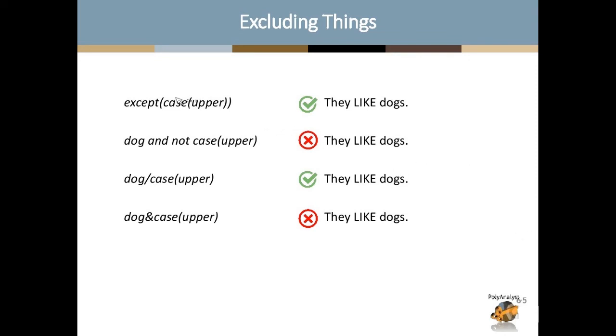Take a look at some of these ideas. So anything that is not uppercase, we've seen this. Dog and not case upper. This will not be matched because there's dog, but there is something that's uppercase. Dog, however, dog slash case upper, this will be matched because dog is not the thing that's uppercase. And then dog and case upper won't be matched because dog is not the thing that's being matched here. So here's some differences between not, except, and the set operators.